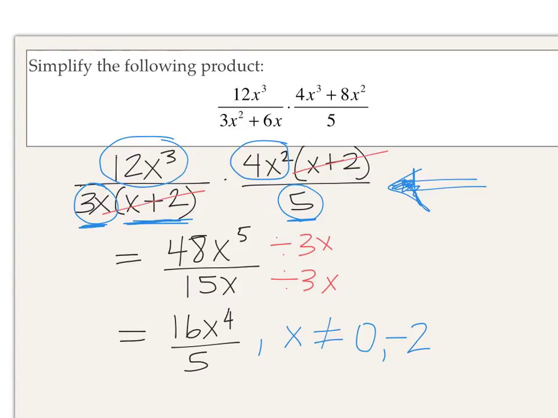So my final answer here is 16x to the power of 4 over 5, where x cannot be 0 or negative 2. Okay, so all the time, that's why I said these non-permissible values are so important, because if you don't know how to do them, you're going to be getting a lot of questions slightly wrong, okay, which is not a good situation. Okay, so let's look at a few.